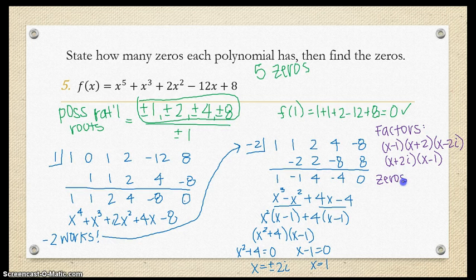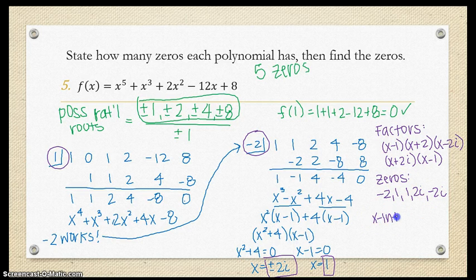So my zeros, and here I might try to actually list them out in order. I have negative 2, I have 1, I have plus or minus 2i, I have that 1. So negative 2, 1, 1, 2i, and negative 2i. Since this is a polynomial of 5th degree, make sure you have 5 factors and 5 zeros. The x-intercepts just can't have more than 5, so I'm just going to use my real numbers.